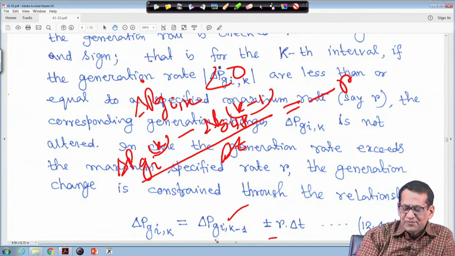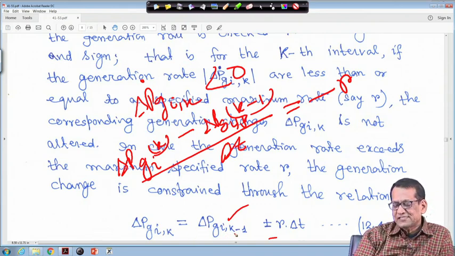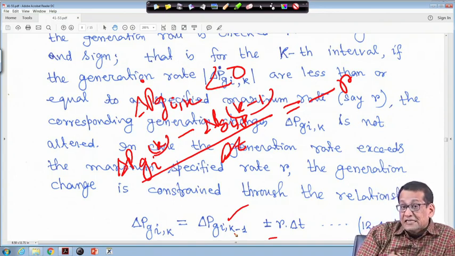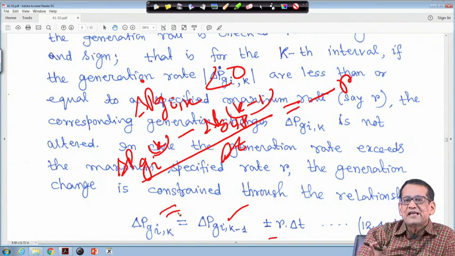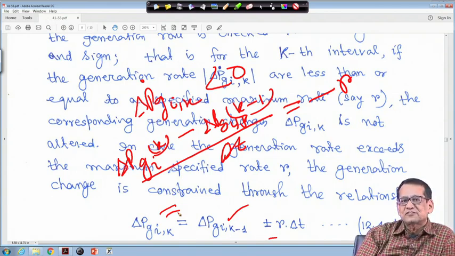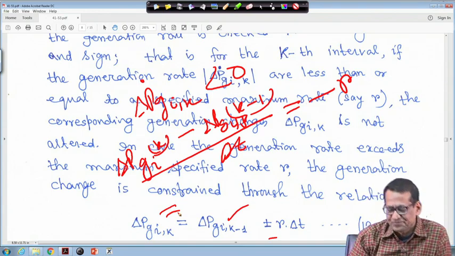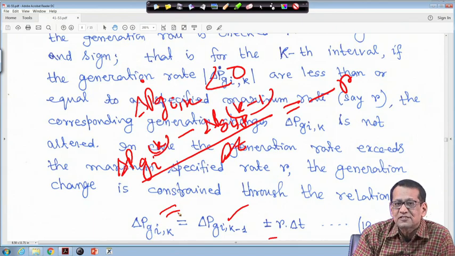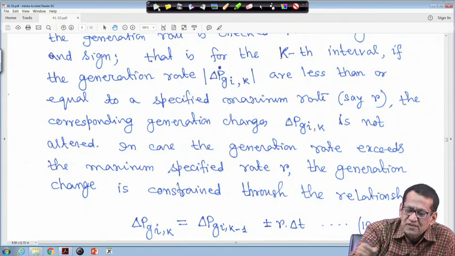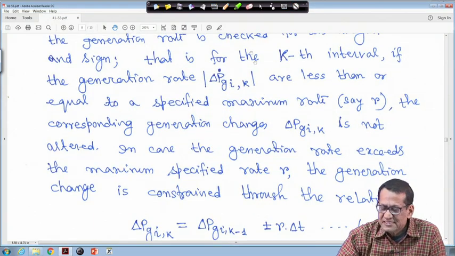That is why we have written that delta Pgi k is equal to delta Pgi k minus 1 plus or minus R into delta T. As long as the limit is violated, the generation response will move like a ramp, a straight line increase or decrease, right, because it is a straight line. As long as it is not violated, at that time small oscillation will start.